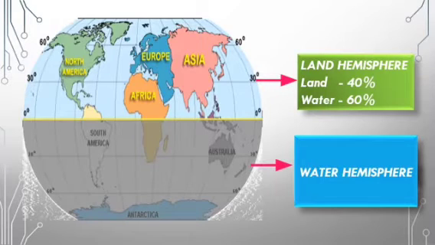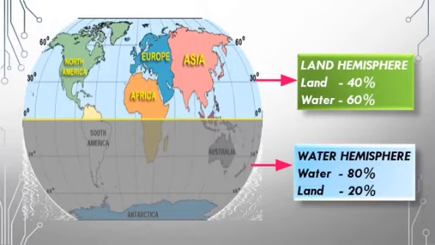What about southern hemisphere? Southern hemisphere consists of 80% water and only 20% land. So, southern hemisphere is called water hemisphere. Northern hemisphere is called land hemisphere because it consists of 40% land and 60% water. Southern hemisphere is called water hemisphere because it consists of 80% water and only 20% land.